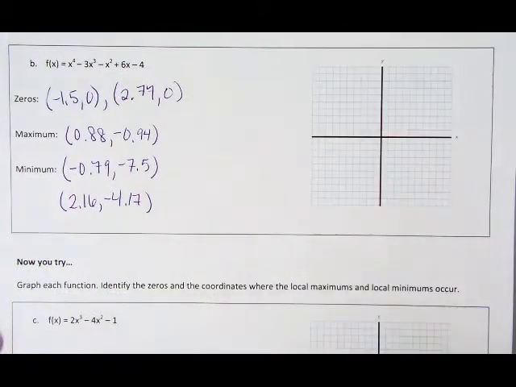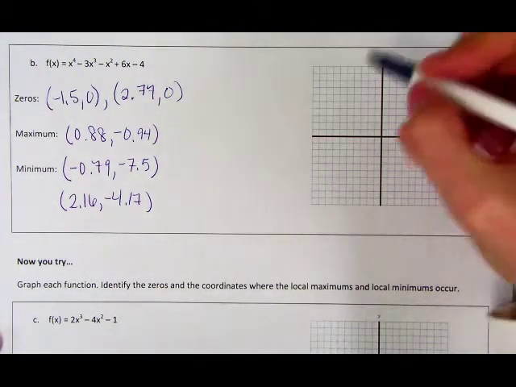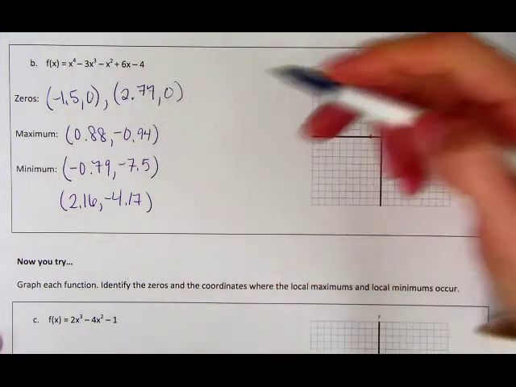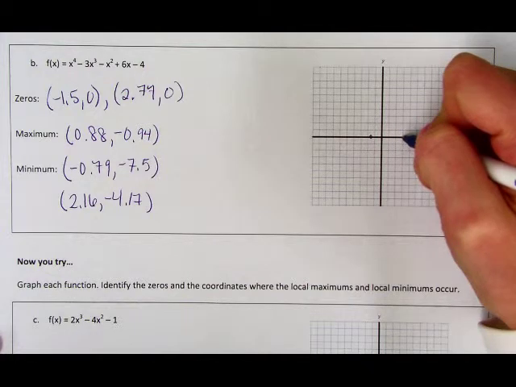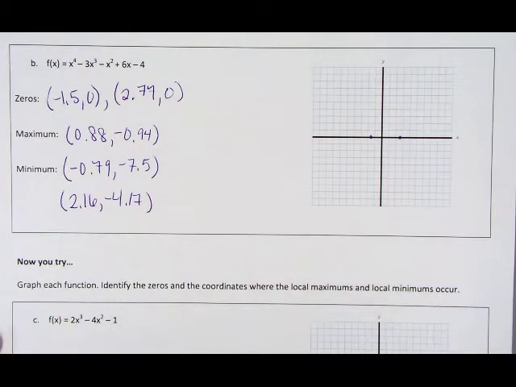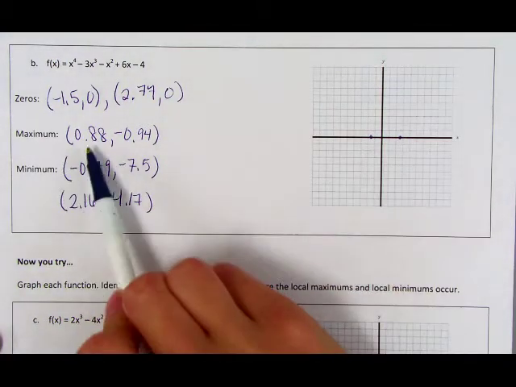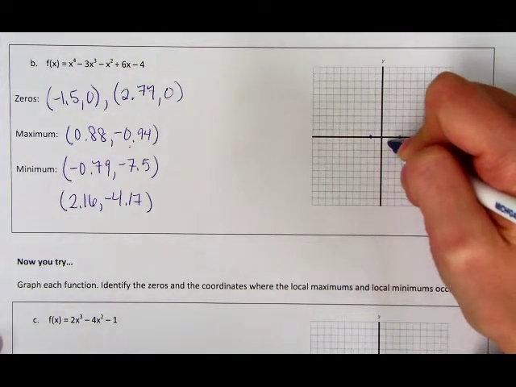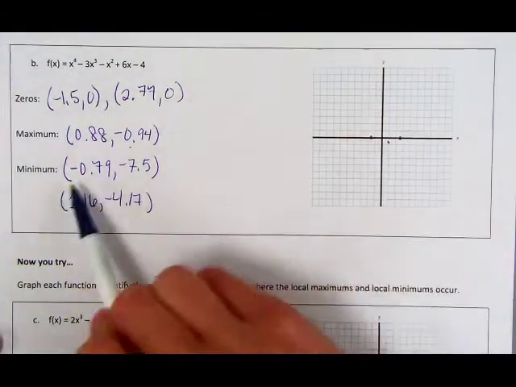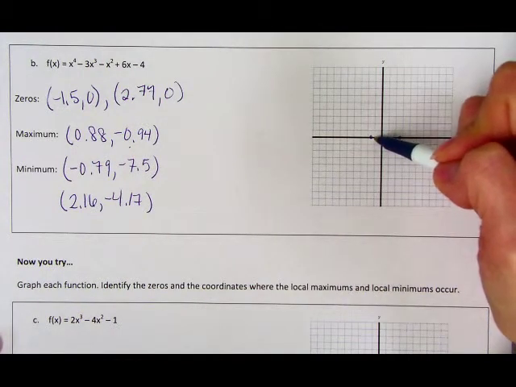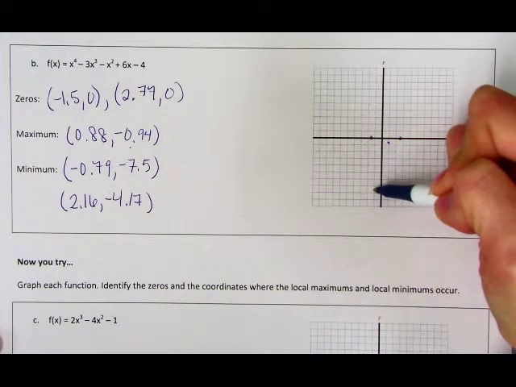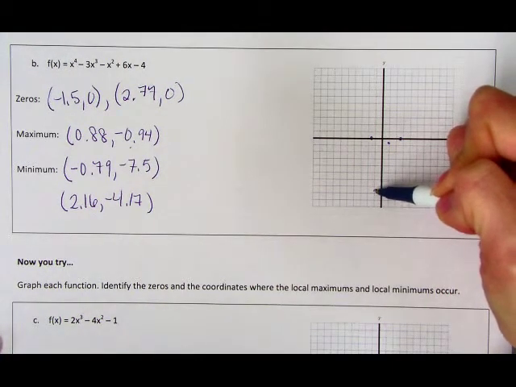Taking those values now, I'm going to plot them over on my graph on the right. Negative 1.5 is about there, 0. My other 0 is 2.77, 0, so 1, 2, almost 3, so right about there. I have a maximum that happens at almost 1 and negative 1, so kind of right there. I have a minimum that occurs at almost negative 1, negative 7.5, so 1, 2, 3, 4, 5, 6, 7.5. A little bit shy of that would be right about there.